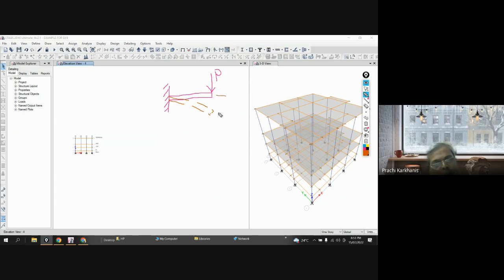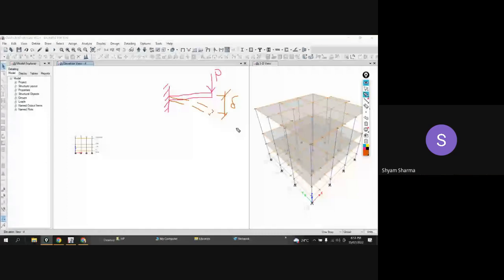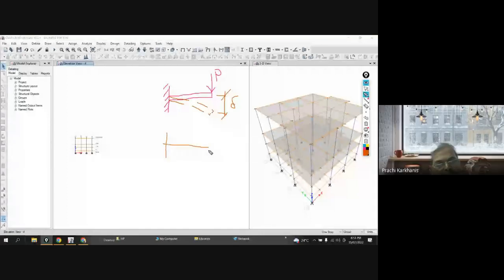So this will be deformation. But let us say the same beam you are having a hinge over here, and now you are applying a force. Then you will see a deformation, something in a different manner.